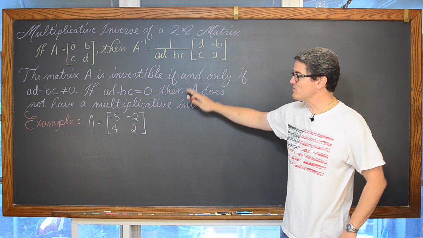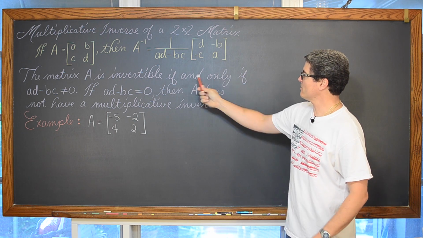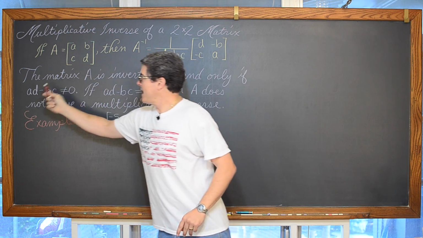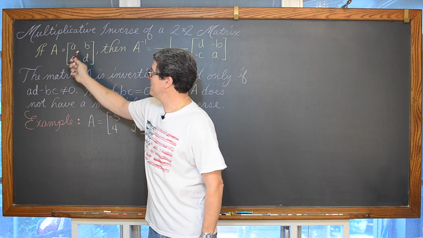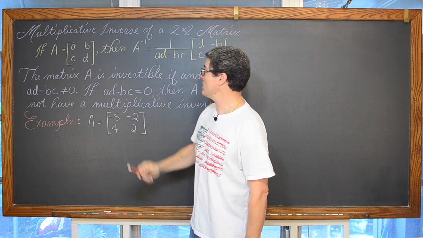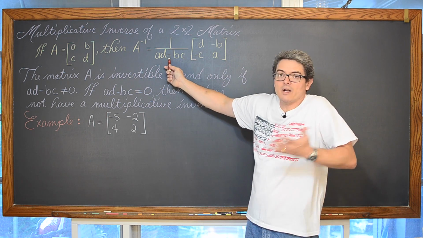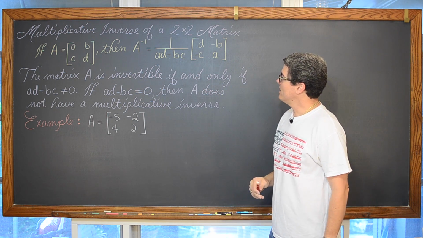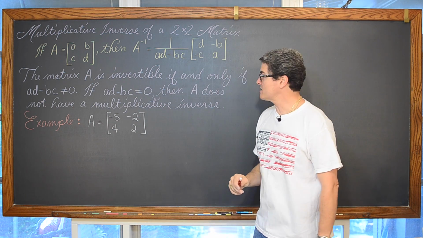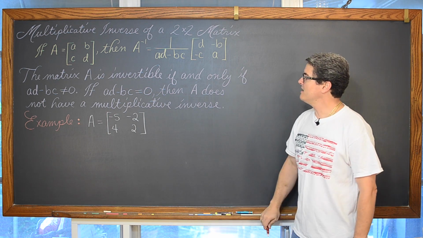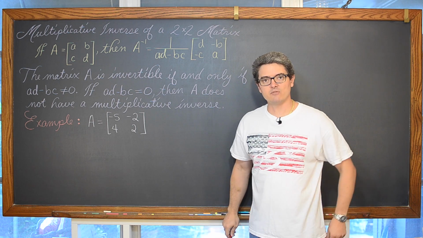Yeah, and if matrix A is invertible, if it has an inverse, it is invertible if and only if A times D minus B times C is not equal to 0, because that is in this denominator. It's 1 over whatever that new value is from the product and subtraction. If A times D minus B times C is equal to 0, then A does not have a multiplicative inverse. So not every square matrix has an inverse.